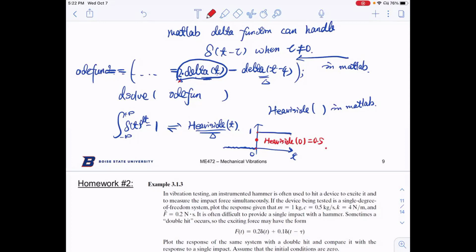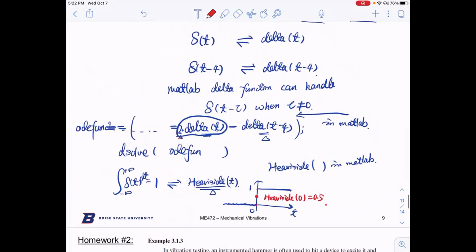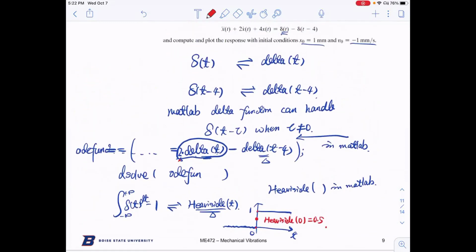Anyway, so that's a lot of coding stuff. If you don't want to learn MATLAB coding for these, you can just forget about it. If you do want to use the dsolve function to solve homework number 1, you're going to run into trouble. And the trouble is from this coefficient 2. You have to manually add that in front of your delta t.